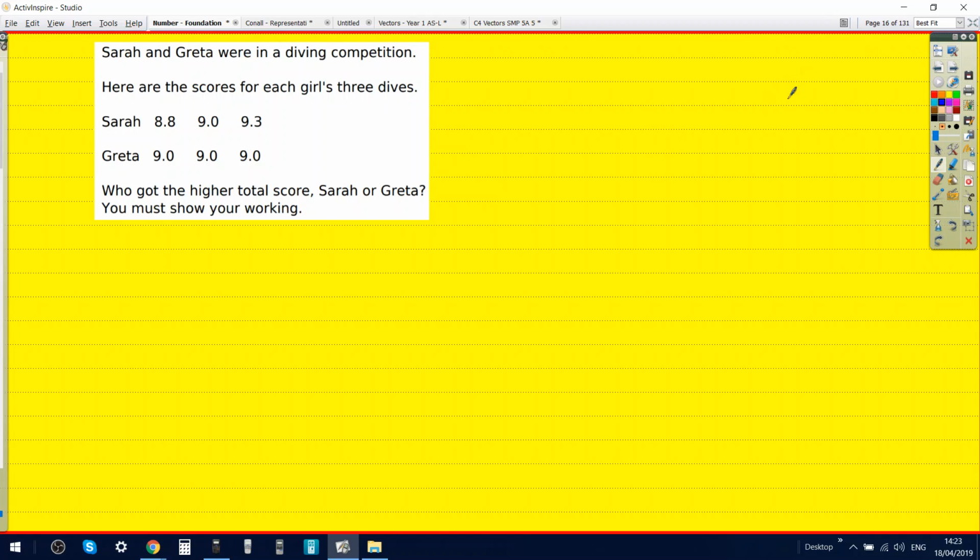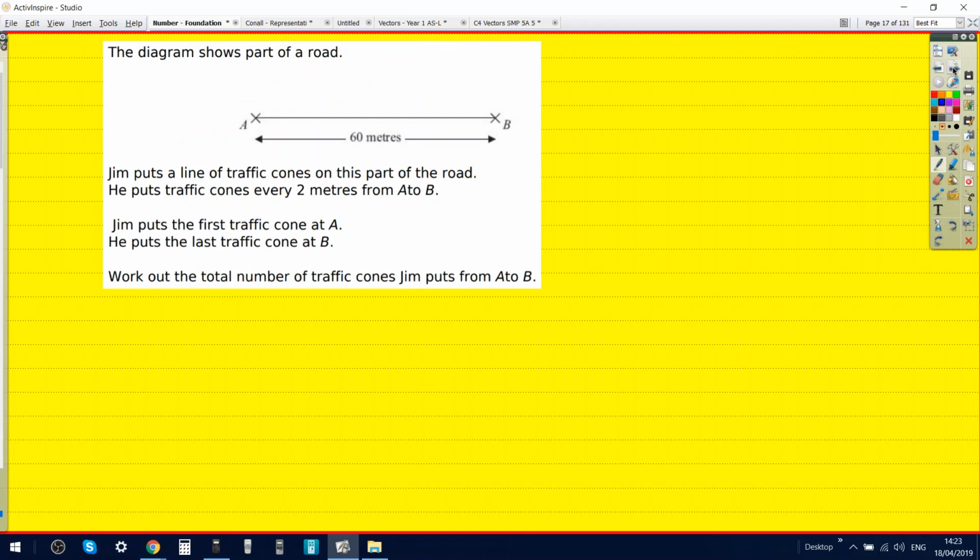Let's see. Who got the higher total score? You'll be fine with that. How about this one? Okay. 2 meters from A to B. Gym posts. Work out the total number of gym posts from A to B.